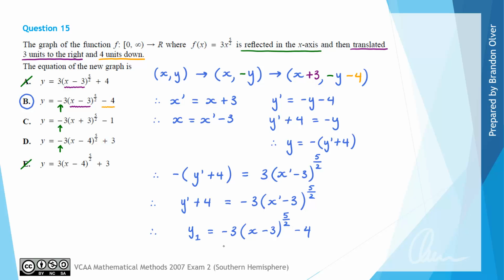And like we discussed before, that's where the negative arrives, reflecting it over the x-axis. Then the x minus 3 inside this bracket is responsible for that translation of 3 units to the right. And finally, the negative 4 at the end is the translation of 4 units down that we needed. So that shows that B is the correct option using mapping notation.